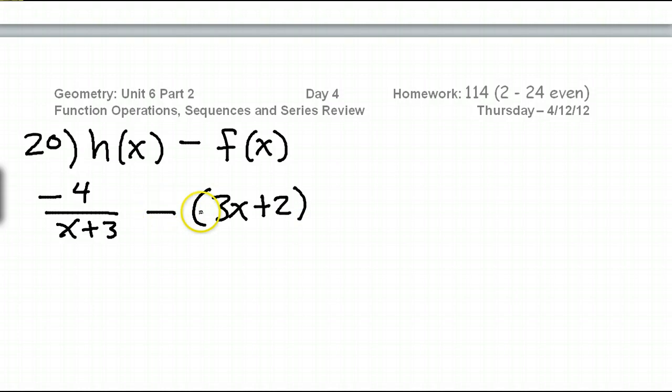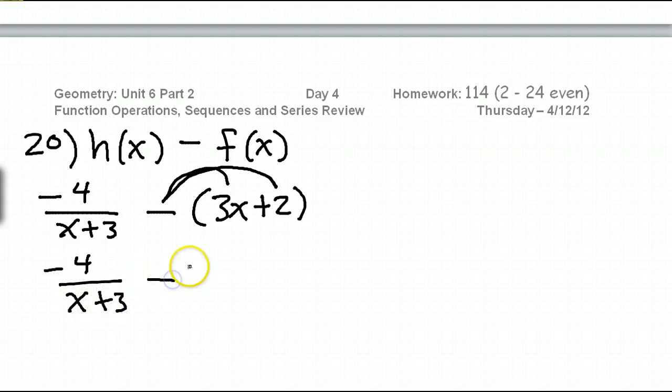When you have a negative sign in front of a binomial like this, you have to remember to distribute that. So I will have negative 4 over x plus 3 minus 3x minus 2. You know what? I shouldn't have done that. Rewind. Changed my mind about my approach to the problem.